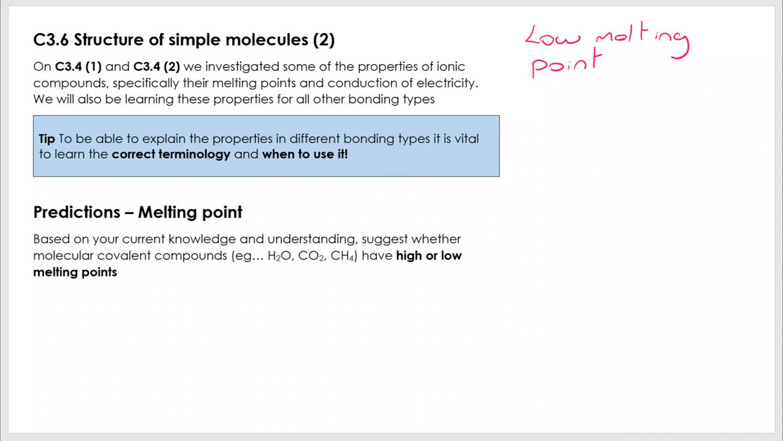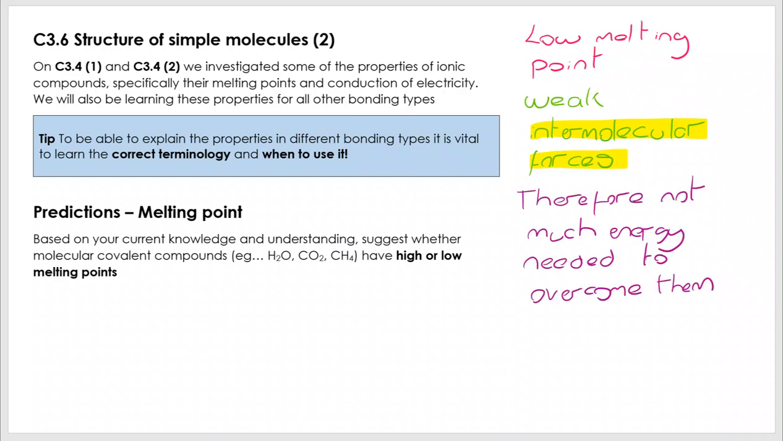But why? Well, in this topic, it's all about using the right terminology. When we melt water or carbon dioxide or methane, we are not breaking bonds. We don't break the OH bond within water. What we do is overcome the weak intermolecular forces. 2 key points here. Intermolecular forces, forces between molecules, and I'll show you an example of that in a moment. But intermolecular forces are always weak. Now, if that's the case, not much energy is needed to overcome them.